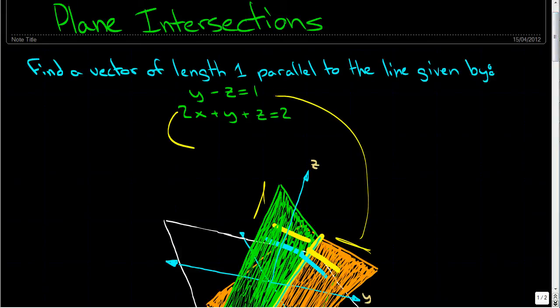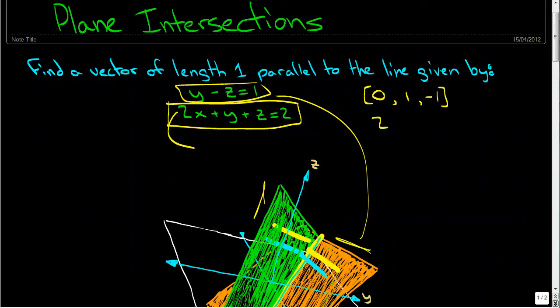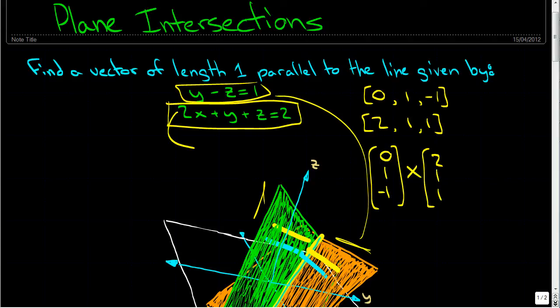We just take the normal of this equation. There's no x, so it's 0, 1, negative 1. That's our normal. And for this equation, we have 2, negative 1, 1. Now we just have to take the cross product of these two vectors. So we'll go 0, 1, negative 1, and cross that with 2, negative 1, 1. In another video, I showed how to do the cross product, so if you don't know how, you might want to check out that video.